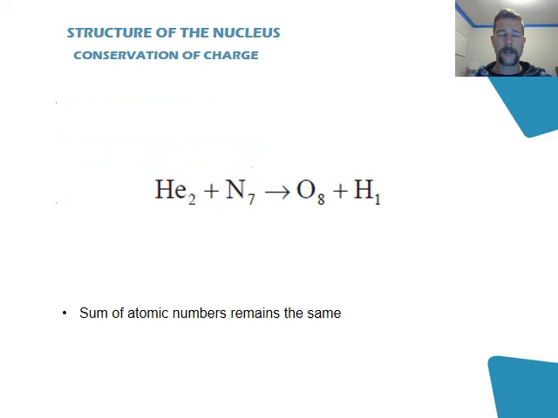The first law is the conservation of charge, which means that the number of protons in the reaction remains constant. There's no new protons added, none taken away. So when we write our nuclear reaction, as we have here, the protons on the left is equal to the protons on the right. In this case, 9 on both sides.